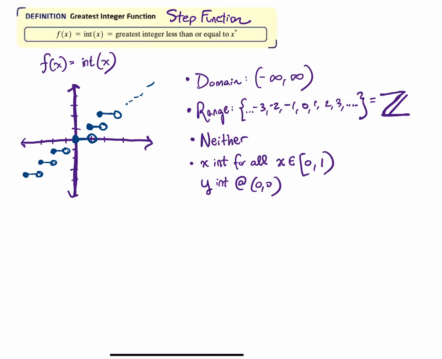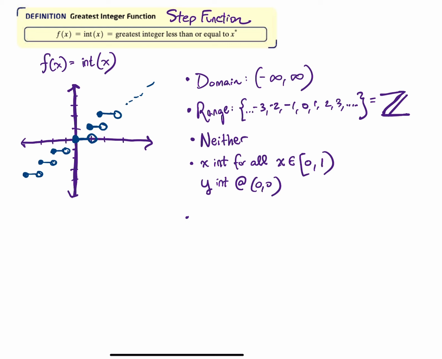Now it's not increasing or decreasing, but it has a bunch of intervals of constant behavior that overall shift upwards as we go from left to right. So this can be a little tricky. How can we describe all of those intervals on which our function is constant?